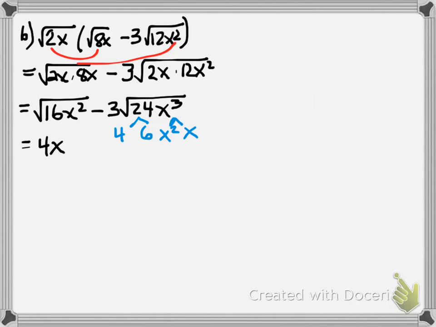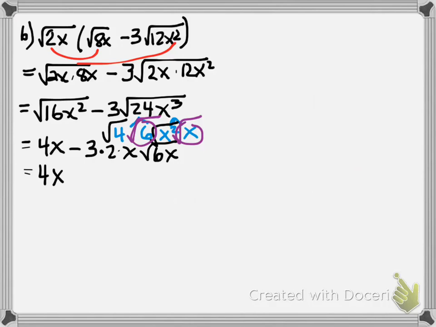Okay, so we still have minus, we still have 3, and now we can do square roots. So the square root of 4 is 2, and that comes out here. The square root of x squared is x, and that comes out here. The 6 and the x I can't take the square root of. When I take their square roots, they're just going to remain under a square root symbol. So we just go ahead and simplify, and we get 4x minus 6x times radical 6x. Now could I combine those guys?